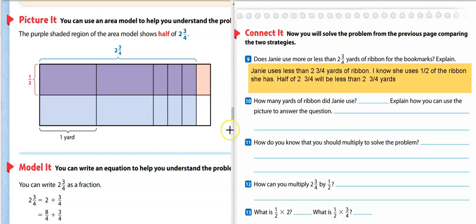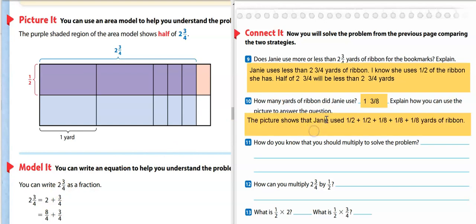Number 10, how many yards of ribbon did Janie use? Explain how you can use the picture to answer the question. Write your answer in the space provided. So we know that Janie used 1 3/8 yards of ribbon. And it says explain how you can use the picture to answer the question. The picture shows us that Janie used 1/2, which is right here, plus 1/8 right here, because this is 1 of our entire eighths, plus another 1/8, plus another 1/8 yards of ribbon.